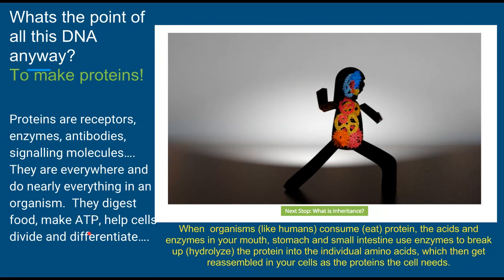All right, and the whole point of this anyway, all of your genes, all of your DNA, they're the instructions to make proteins. That's the point of every gene you have. It just makes a protein. Every gene encodes for a protein, because proteins are receptors, enzymes, antibodies, signaling molecules. They essentially do everything in your entire body except for a few things.